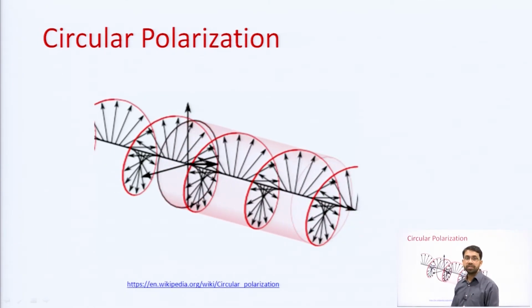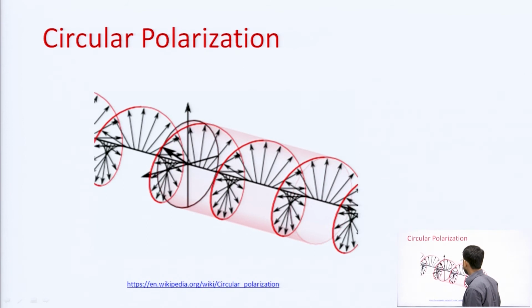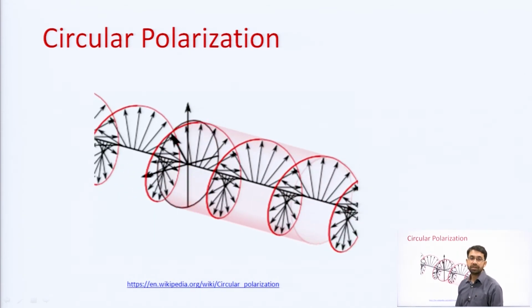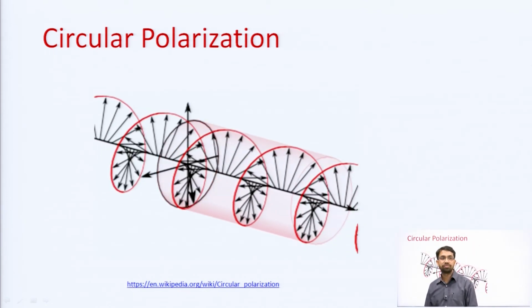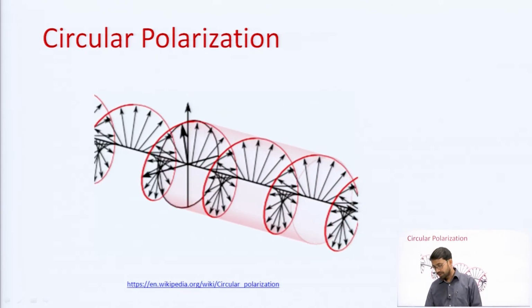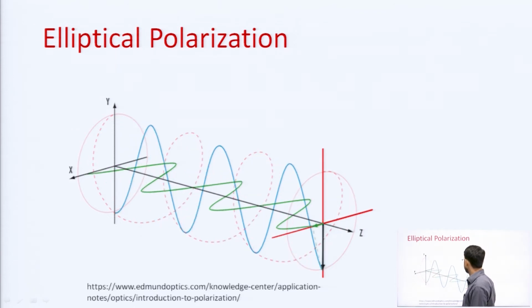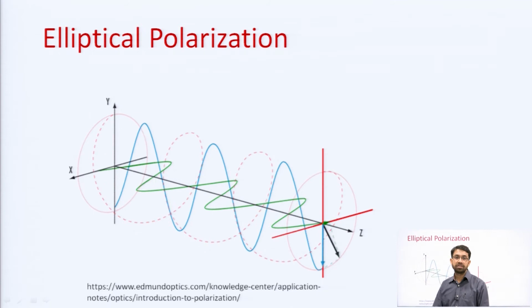Next is circular polarization. As you can see in this diagram, the electric field vector is rotating, so it is called circular polarization. And in elliptical polarization, it keeps on changing. So, it looks like an ellipse and their combination is considered ultimately. So, this diagram shows elliptical polarization.